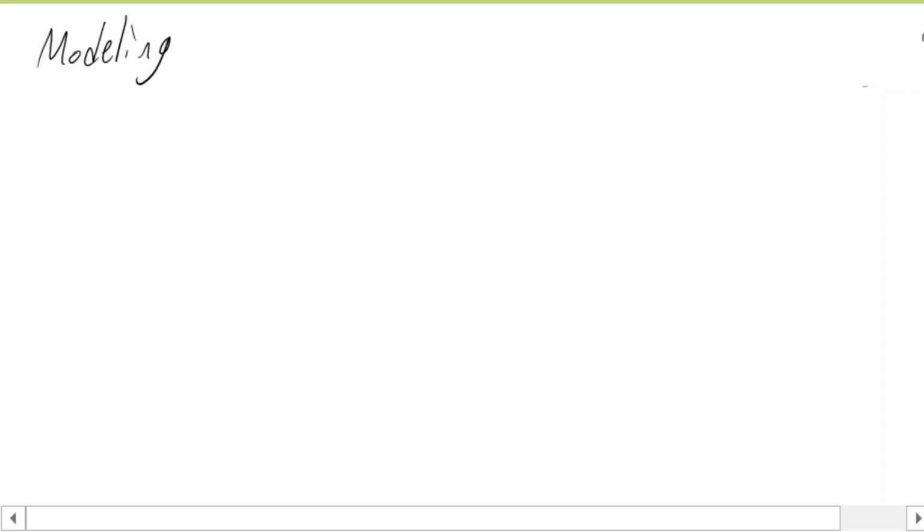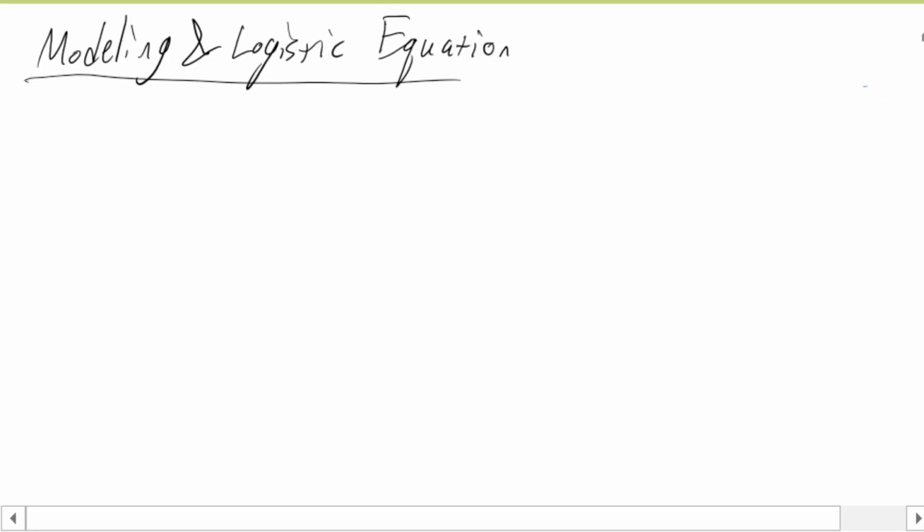Sup nerds. So today I want to talk about modeling and the logistic equation and how we could use first order ODEs to model certain phenomena. So these are pretty useful applications.